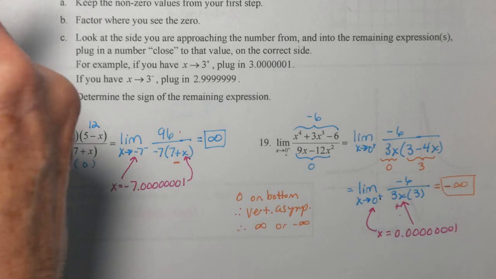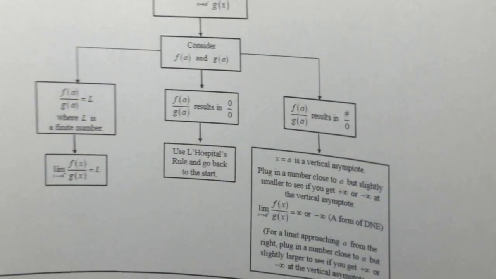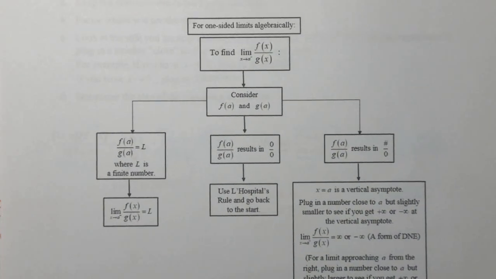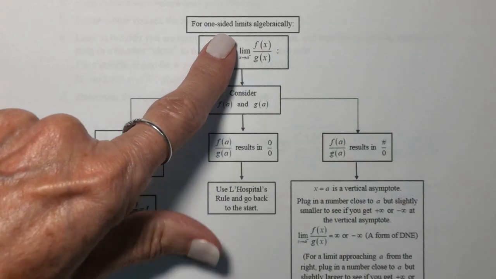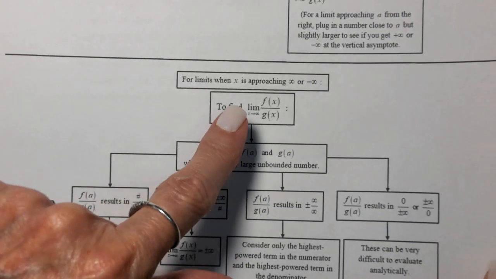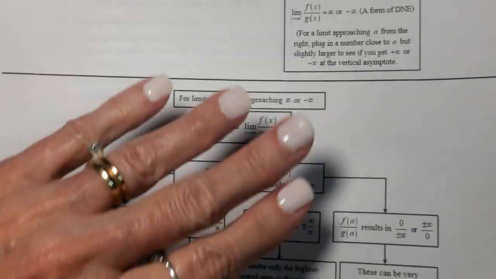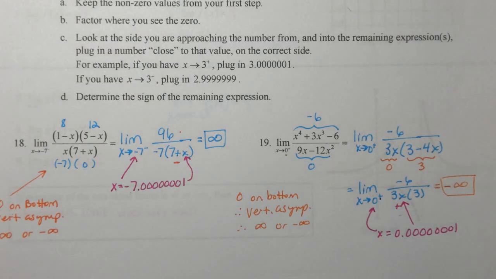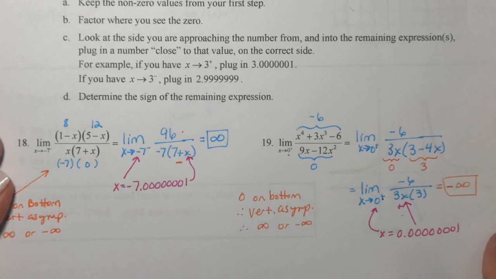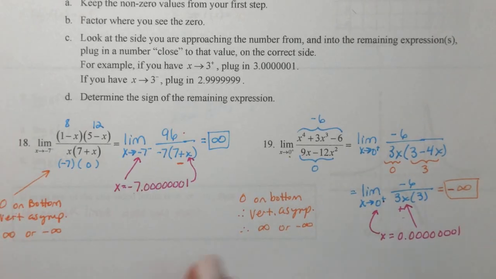Okay, I did write up a nice, easy to follow flow chart for one-sided limits algebraically, and for limits as x is approaching infinity or -infinity. So a little flow chart there if you want to look at that. Otherwise, we're good to go. All right, that's it. Your brief review of limits.